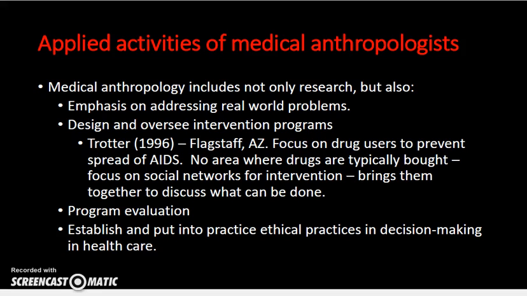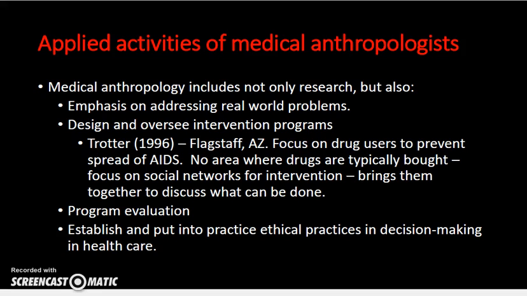So what Trotter had to do was go out into the community and find the social networks, find individuals who were connected to one another through these diffuse social networks. And once those social networks were understood, Trotter was able to bring those individuals together from that same social network in terms of drug distribution and use and discuss what can be done to slow down and stop the spread of AIDS. So this is one example where intervention programs were done utilizing anthropological methods, particularly social network analysis, in order to bring individuals together in focus groups to more thoroughly discuss the issues that were going on.